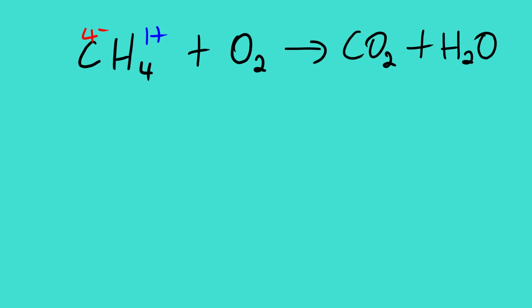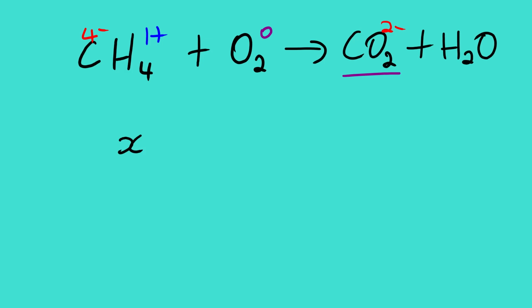Now we know that the oxidation number of oxygen in this case is 0, because this is a pure molecule. Now we need to calculate the oxidation number of each element in this compound. We know the oxidation number of oxygen in this compound. This is not a peroxide, so it's 2 minus. Then we work out the oxidation number of carbon.